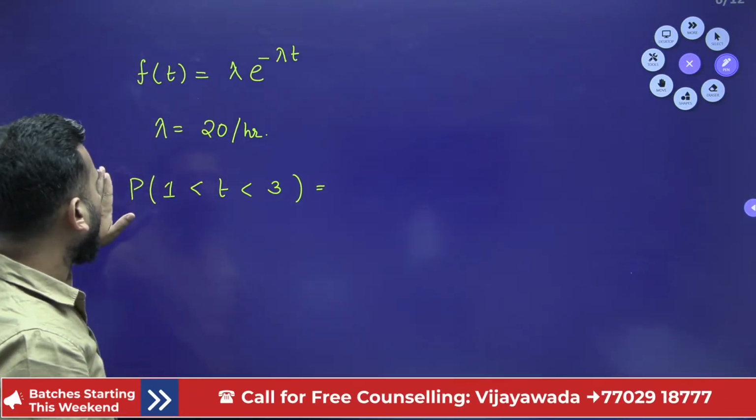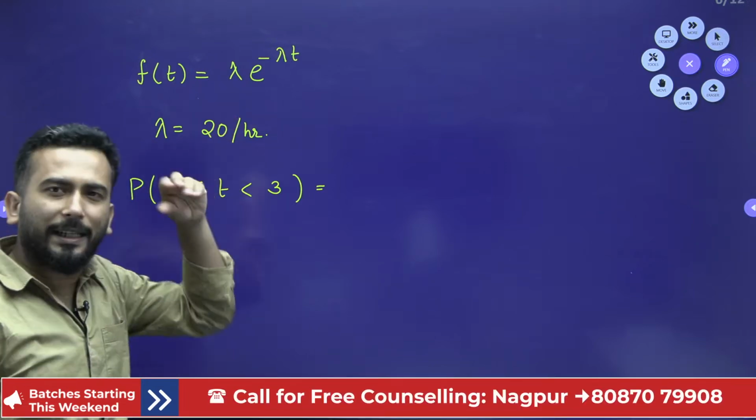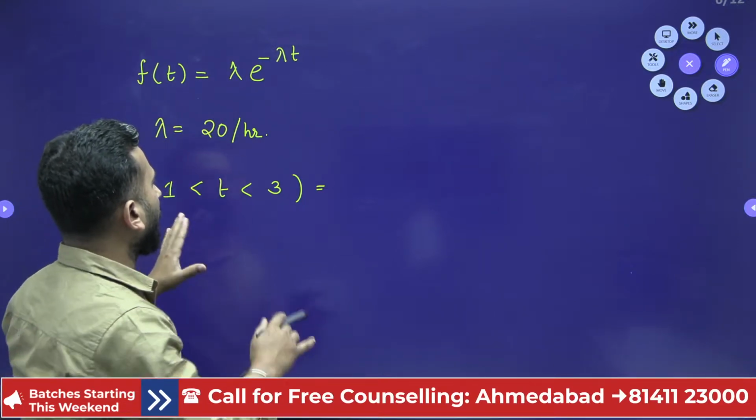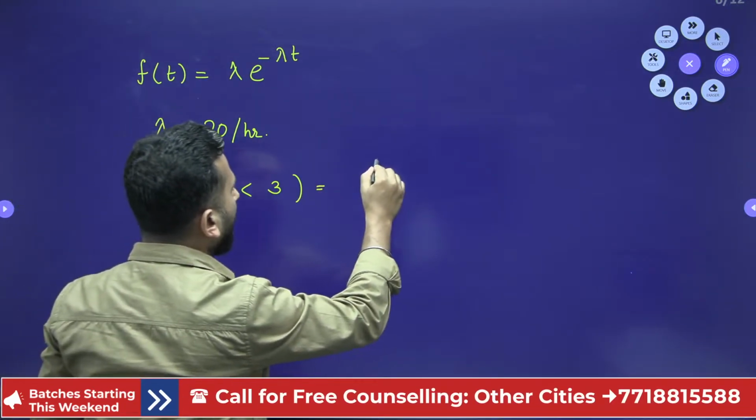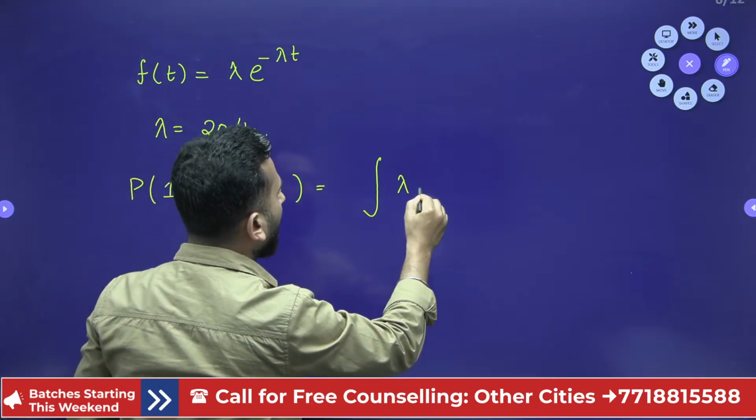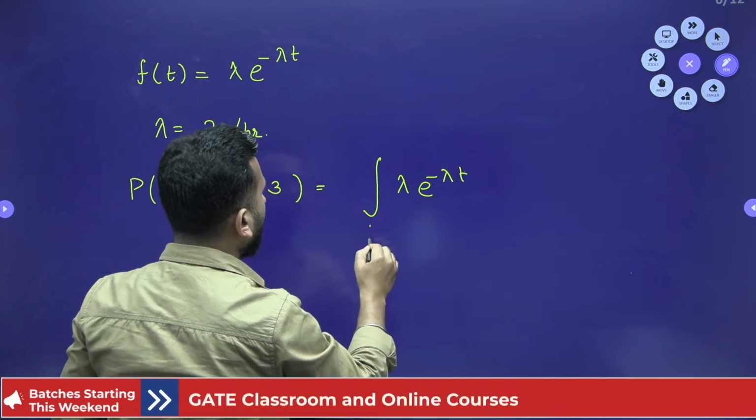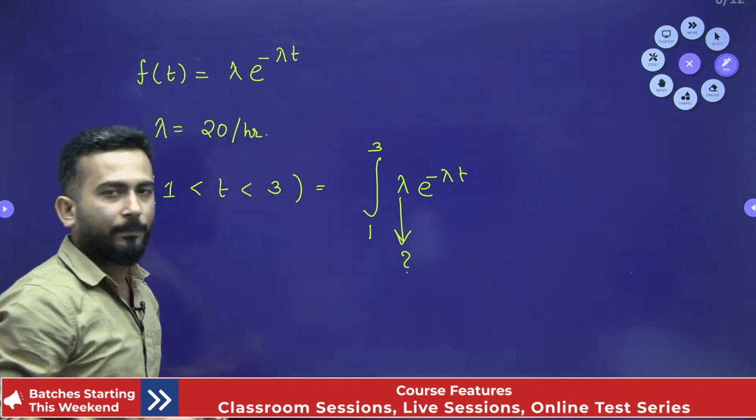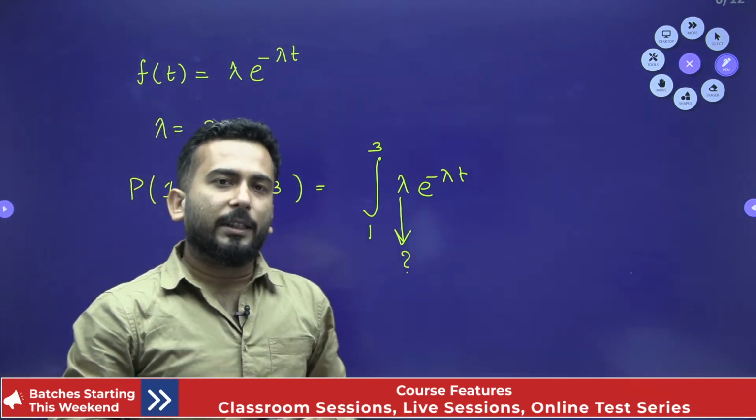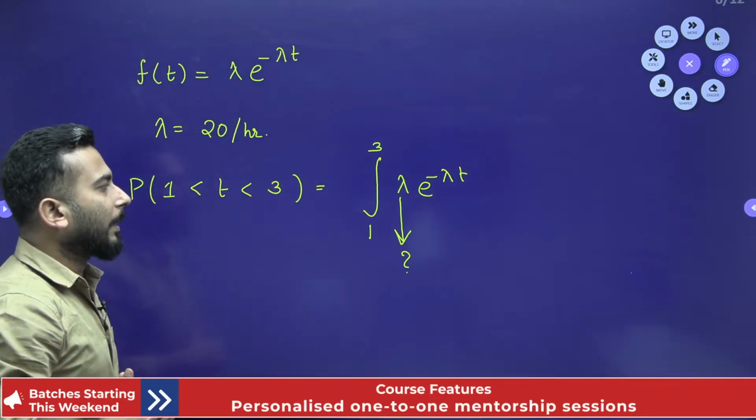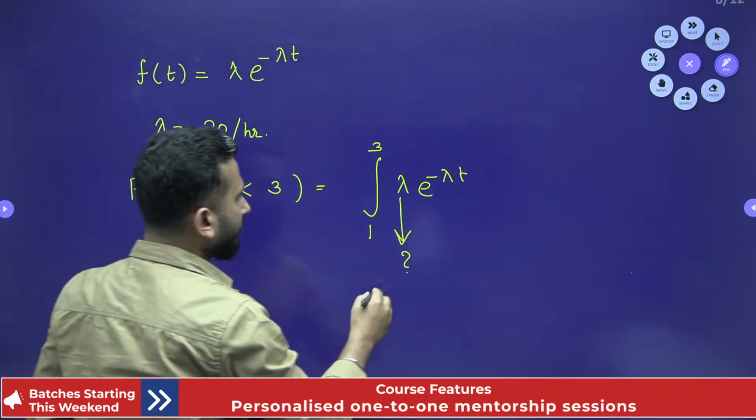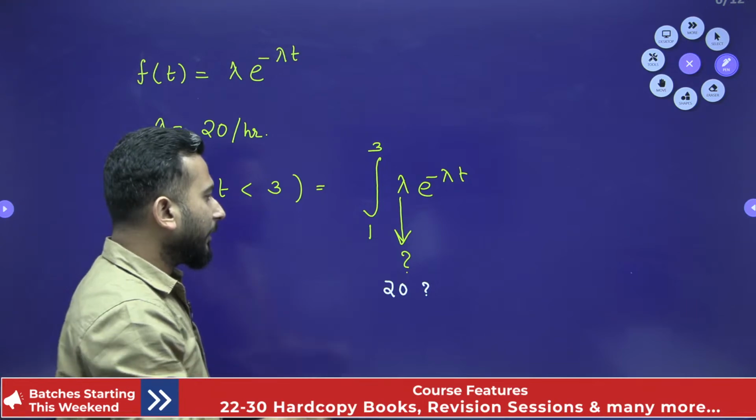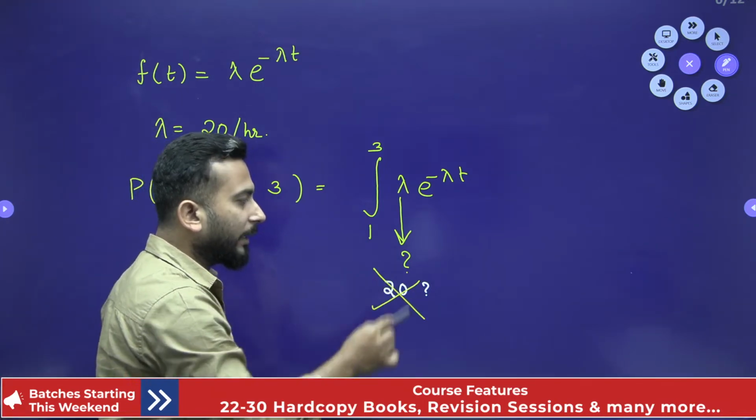Suppose lambda is given as 20 per hour, and he can ask you anything. I'm just showing you what we should do over here. Whenever he is asking you the probability, you will integrate and write lambda e to the power minus lambda t, from 1 to 3. Now the question is, what should we put over here? Should we put 20? My dear friends, you will not put 20 over here.